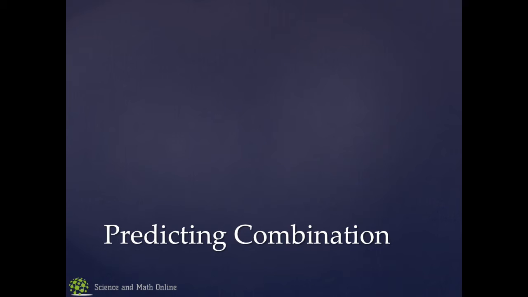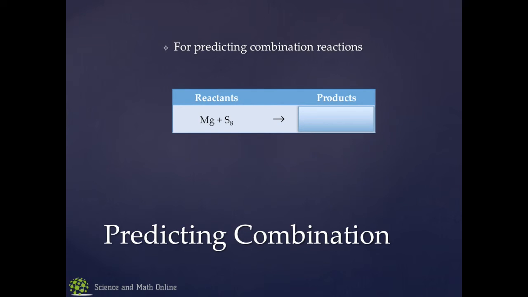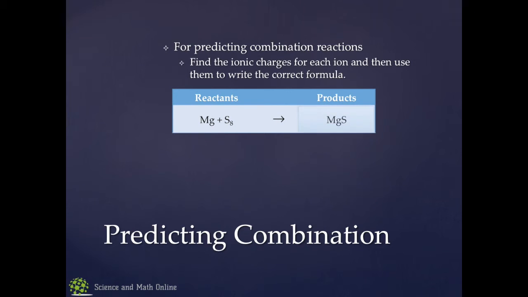So when you're predicting products, you have to identify what type of reaction it is first, just to be able to predict the product correctly. For example, here's magnesium and sulfur. It's a combination reaction, so just use that information to give you the formula. It's an element plus an element. That's combination.